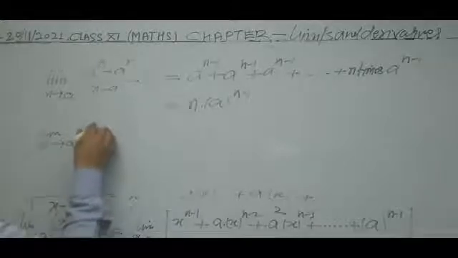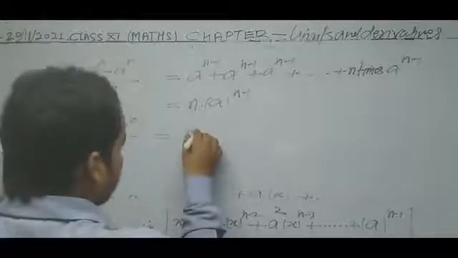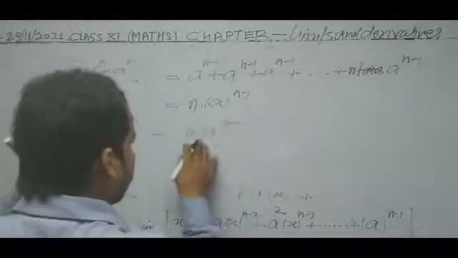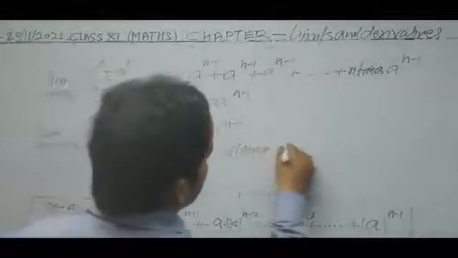Now this is the formula, you know. Limit x tends to a, x to the power n minus a to the power n whole upon x minus a is equal to n times a to the power n minus 1, hence proved. Now this is our result.